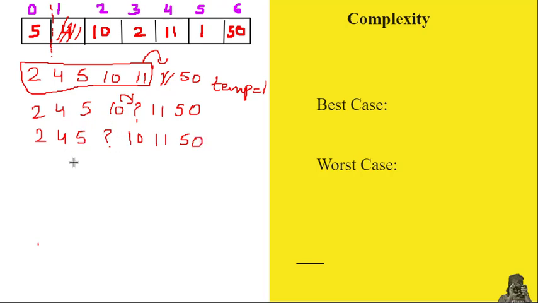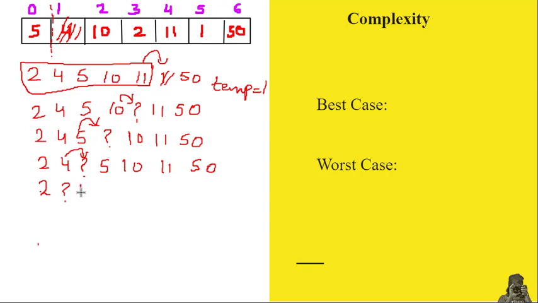So again we have to compare it with the next item, which is 5 here. So again it is less. So swapping, 5 will be swapped. So 2, 4, and this location is empty. 5, 10, 11, 50. So again it will be compared with 4. So again swapping will be required. So 4 will be shifted to the next position.